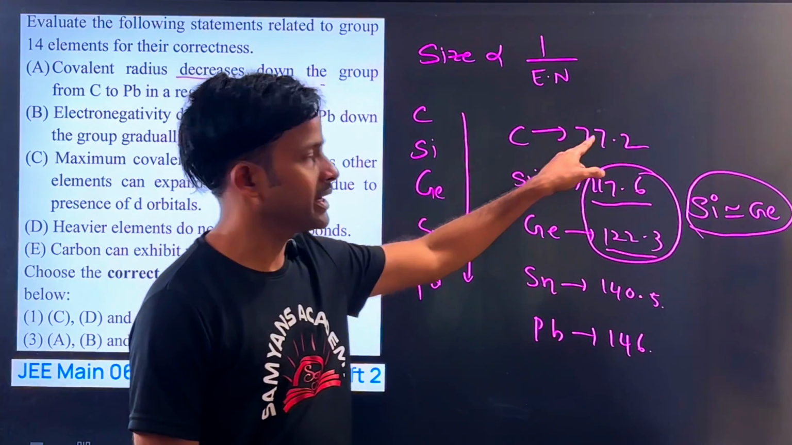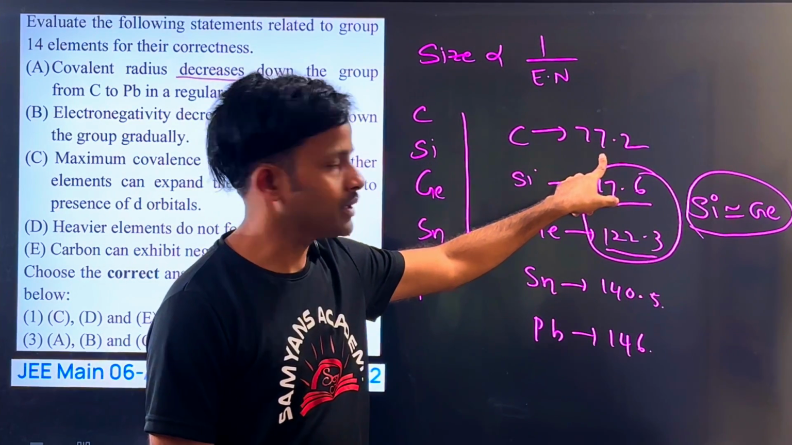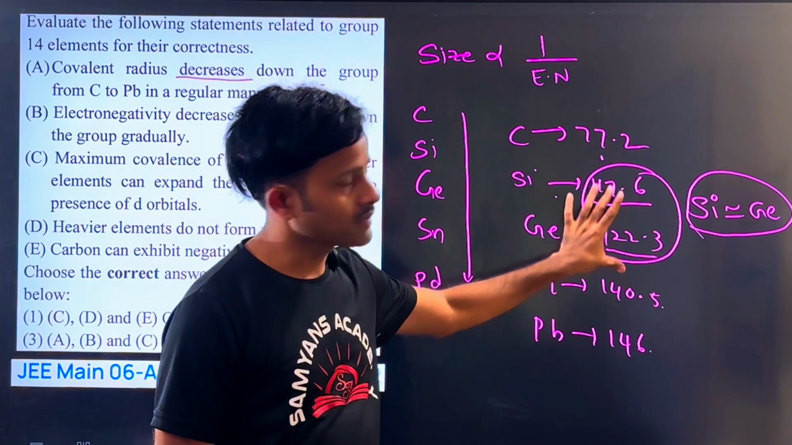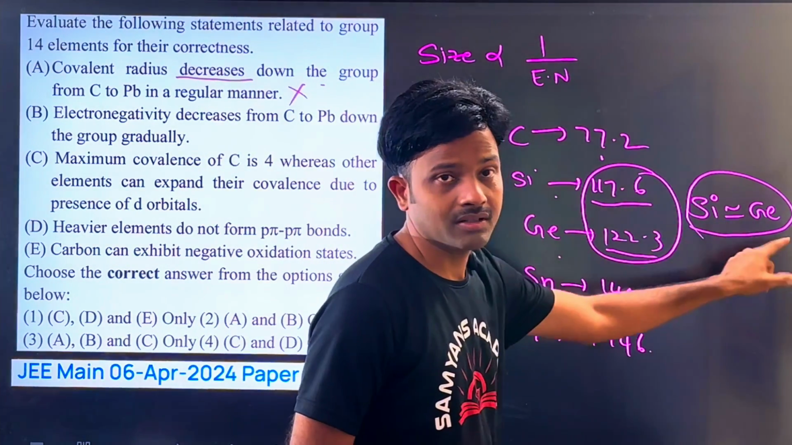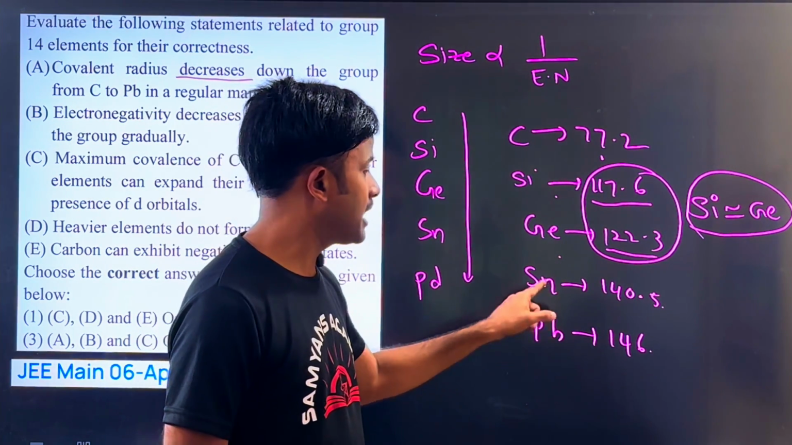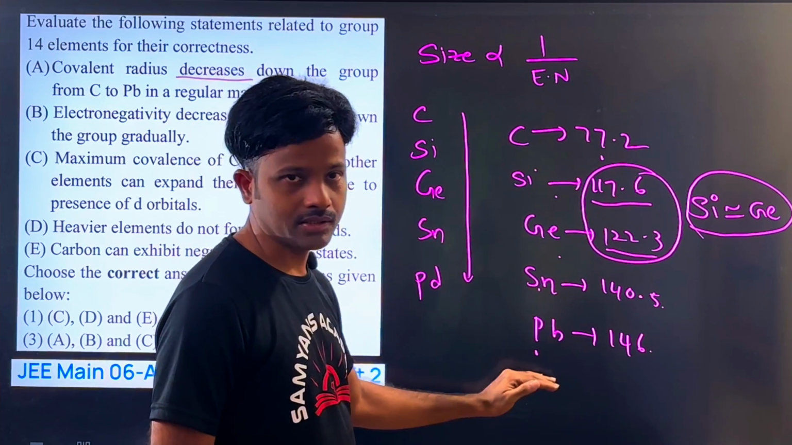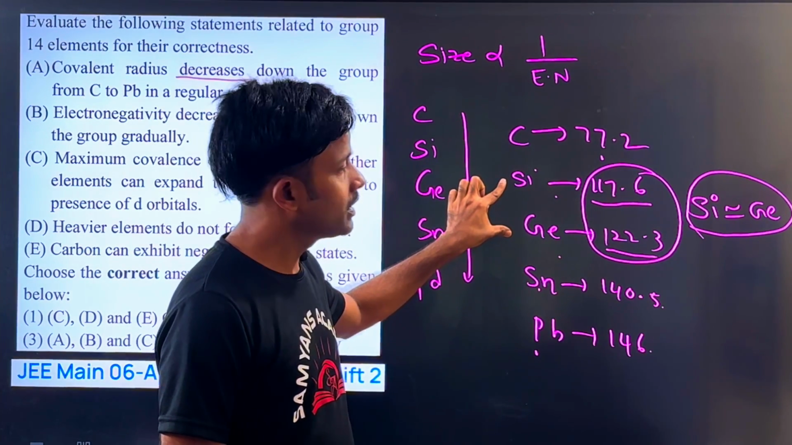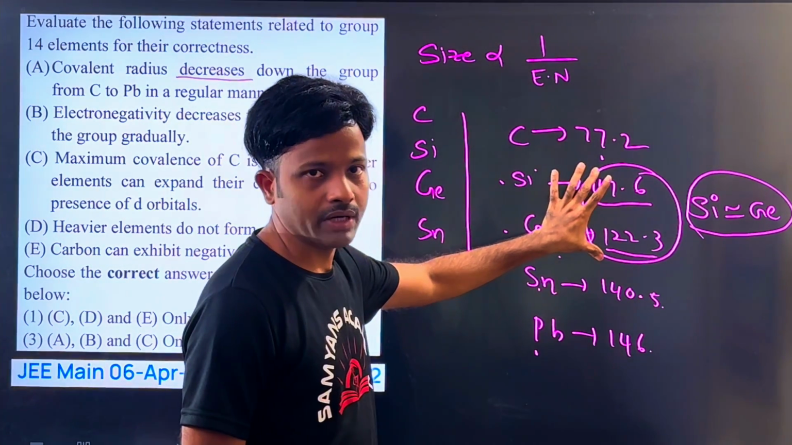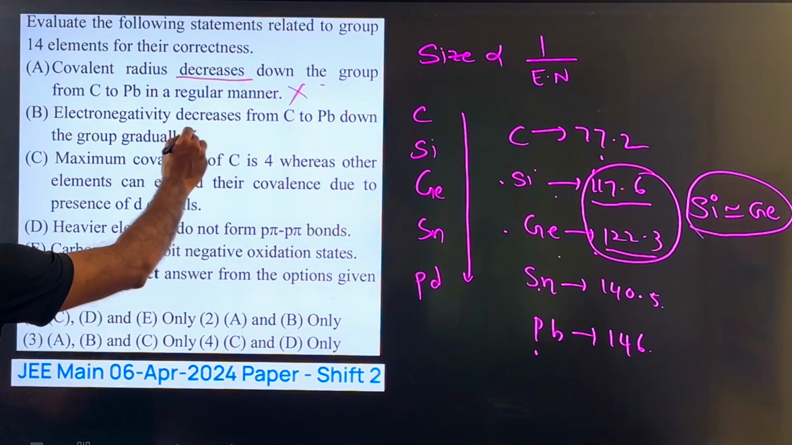Next one is electronegativity decreases from carbon to lead down the group gradually. It is given like that, but from carbon to lead the electronegativity values do not decrease gradually. Why? Because of the atomic radius values of the 14th group elements. Carbon atomic radius value is 77.2. Now you see silicon and germanium are both similar in size. Because of the similar size, these elements have similar electronegativity values. Down the group size increases and electronegativity values decrease from tin to lead, but not gradually. Silicon and germanium are similar in size, so they have the same electronegativity values. So this is also not correct.